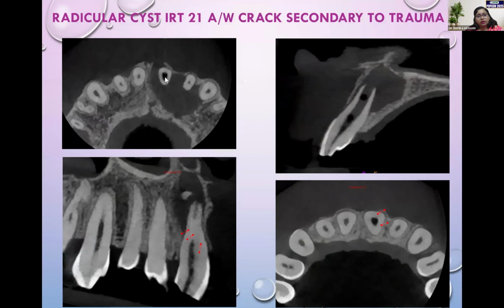This was a case of radicular cyst in relation to 2-1 associated with a crack in the tooth secondary to trauma. As we can see here in this case, there is a very faint crack line in relation to 2-1. Also, the tooth is fractured, and we can also appreciate this radiolucent line. This is a crack line in the tooth, and this was associated with a lytic lesion. So, most likely it is a radicular cyst. That's how we can differentiate.